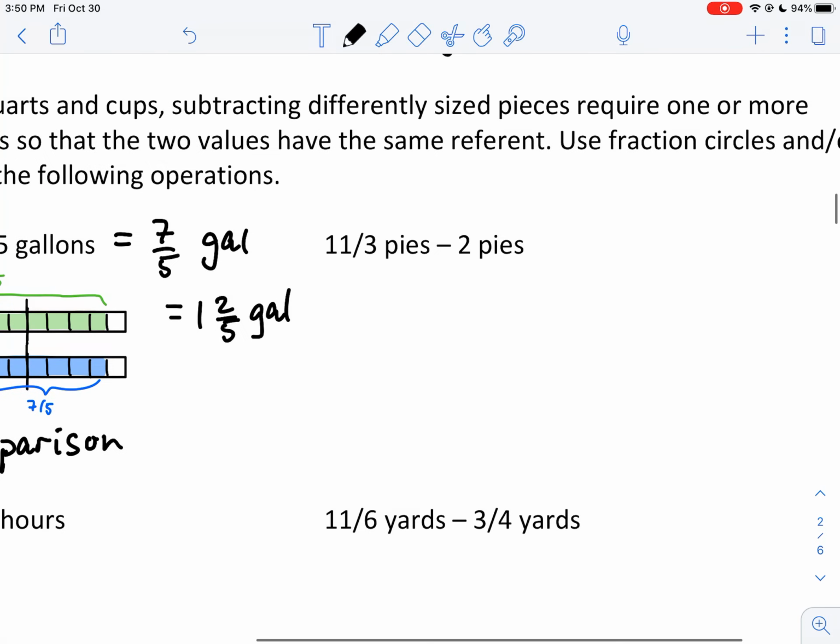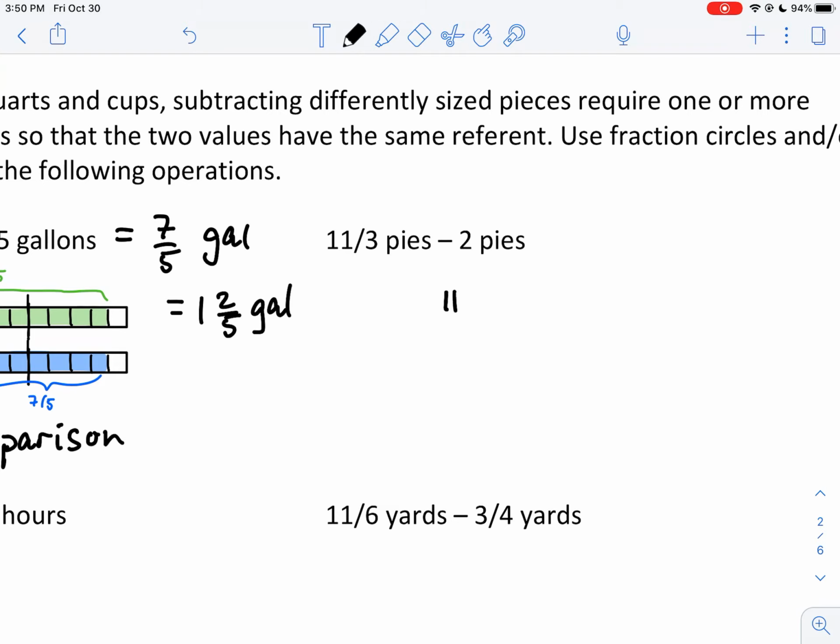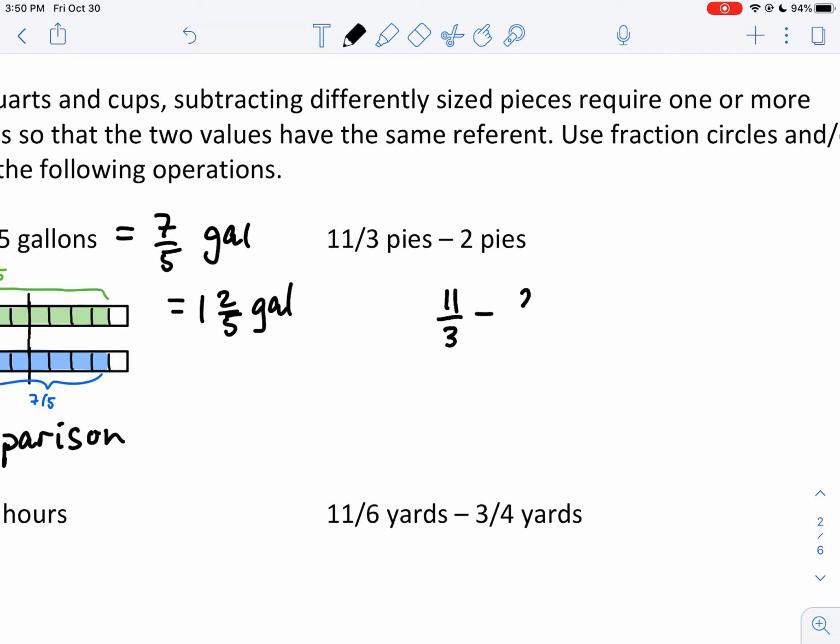I'm not going to do this with fraction bars as well. I'm just going to do the get a common denominator approach. 11/3 minus 2. Well, 2 is the same thing as, you can think of it as two ones. And if you triple each, the numerator and denominator, it's the same thing as 6/3, right?